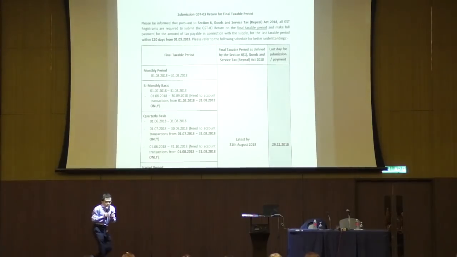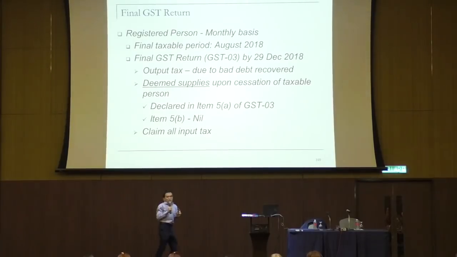However, what should be inside your final GST return? Now, number one, output tax. Still got output tax. You may still have one. Example, I've claimed back that relief previously, but my customer comes back and pays me this month. Then you still need to pay back, right? So that is considered bad debt recovered. Output tax needs to be paid.